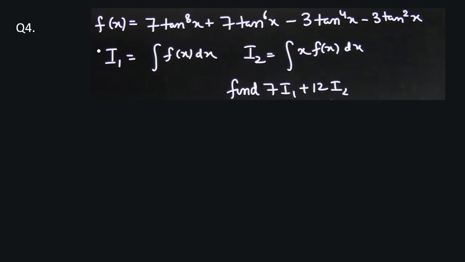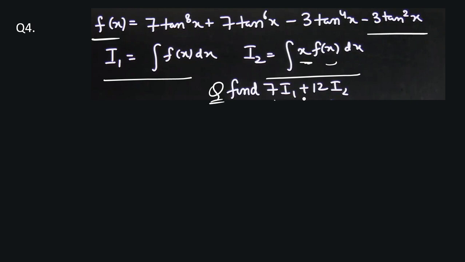The next question we have is integration. So given that f of x is a trigonometric function, and I1 is equal to integration of f of x dx and I2 is integration of x f of x dx. Here x is multiplied to f of x. So in the question it is given to find 7 I1 plus 12 I2. So let's see the solution.